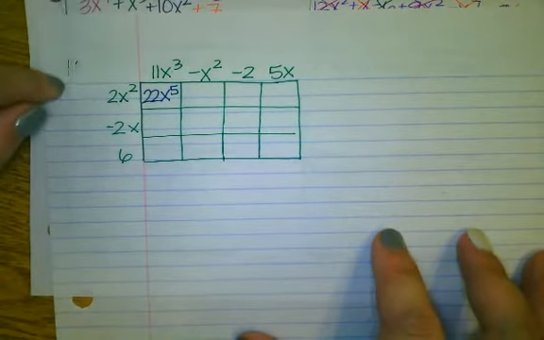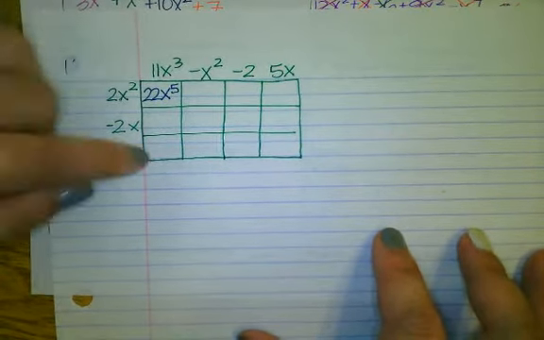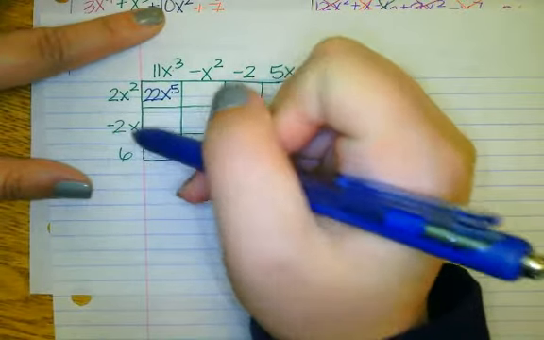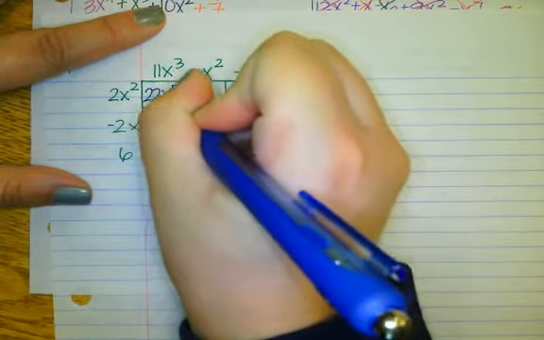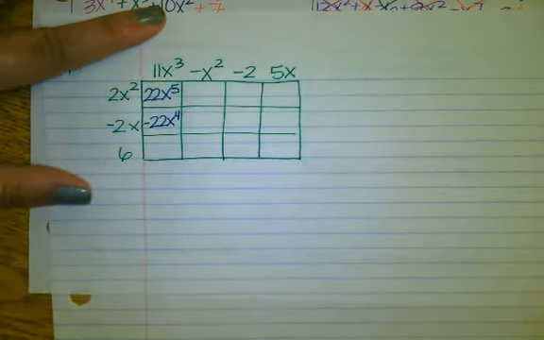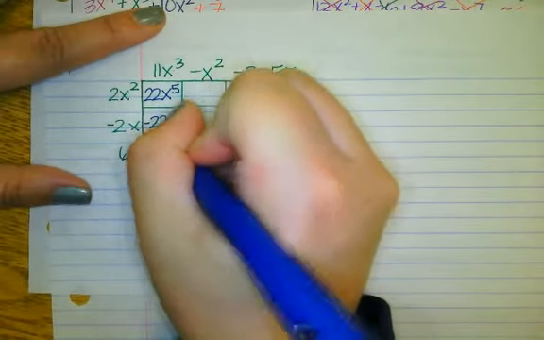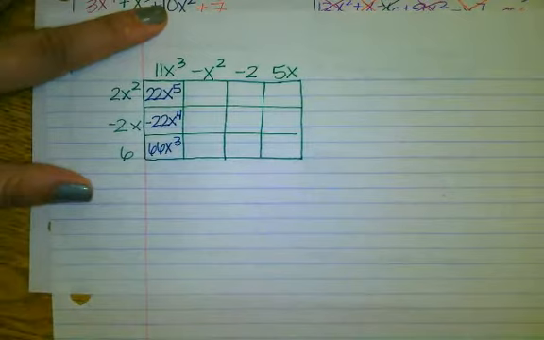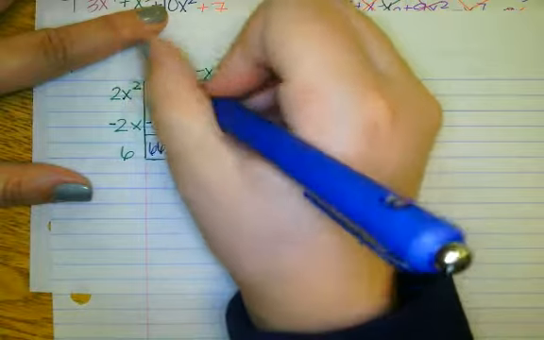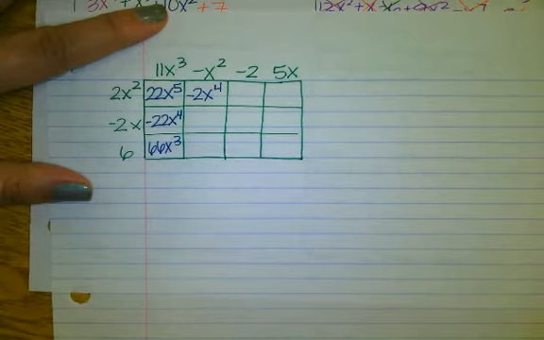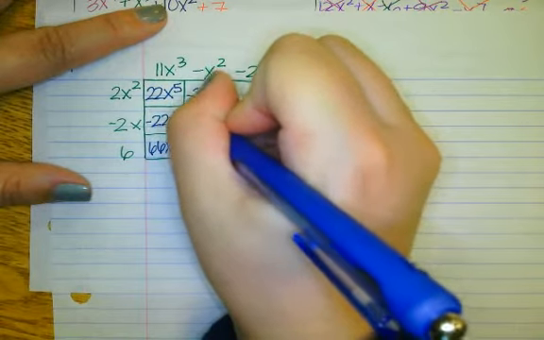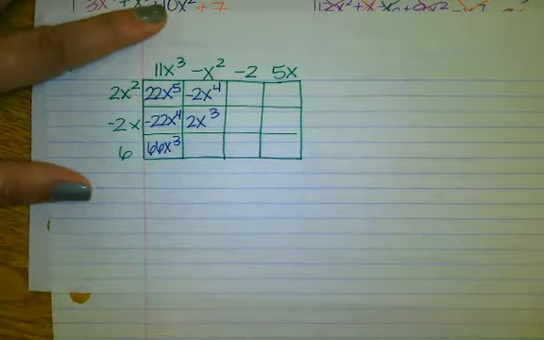I'm just going to go, do y'all want to go across or down first? Down? Okay. 11x cubed times negative 2x. Negative 22x to the 4th. 11x cubed times 6. Very good. So that's our first column. Second column, 2x squared times negative x squared. Negative 2x to the 4th. Negative 2x times negative x squared. Six times negative x squared.